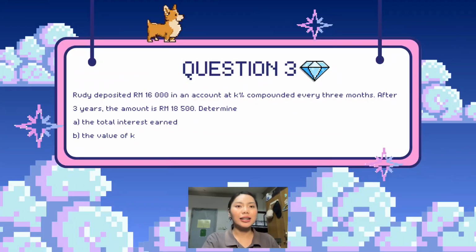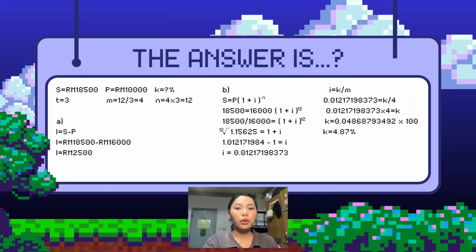Question 3 states that 16,000 ringgit is deposited with K%. That is compounded every 3 months, and after 3 years it is 18,500 ringgit. For A, we will find I, which is interest. We will use this formula, I equals S minus P. From question 3, S is 18,500 ringgit and P is 16,000 ringgit. Substitute the amount into the formula and we will get I equals 2,500 ringgit.